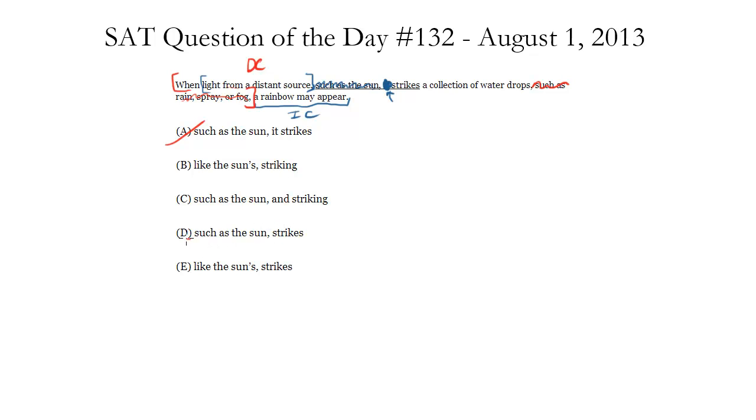And if we look at D, D is the choice that keeps such as the sun and then just gets rid of the it. Remember, on these questions, most of the time, the answer is going to be the choice that makes the fewest necessary changes. So D looks good. And just looking at the other choices, like the sun striking, no, that would make a fragment. C would make a fragment.